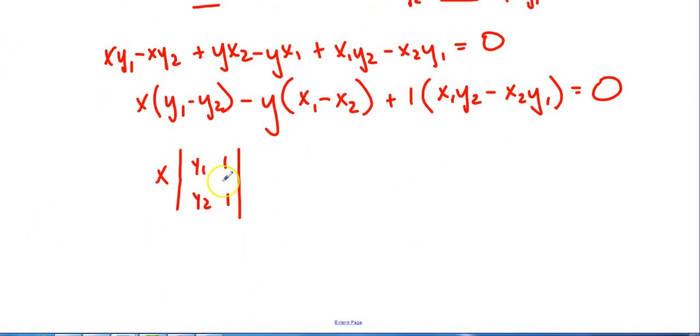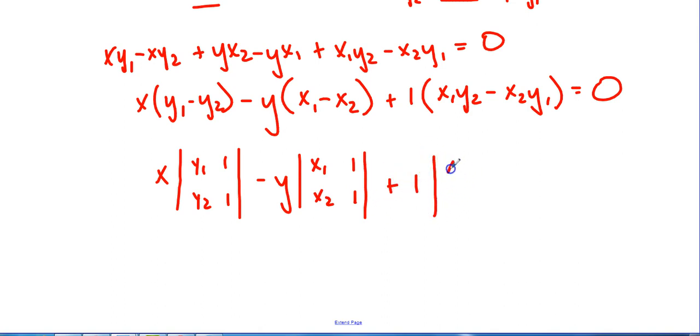So the next one, similarly, we're going to subtract y, and we're going to take the determinant of whatever that is. So that's x1, 1, x2, 1. There's our matrix there. And then the last one is going to be a plus 1 times the determinant of the matrix x1 and y2, because that's our first product. And then the second part is going to be x2 goes down here, and we multiply that by y1 up here. And that's equal to 0.